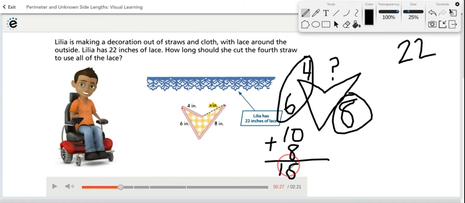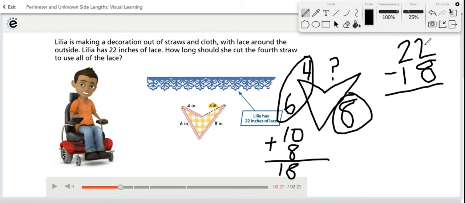So that means that so far we know that there are 18 inches of this lace that will go around the shape. But we know that in all, it has to be 22 inches. So the difference between 22 and 18 has to be what this unknown is here. So I'm going to take the total perimeter of 22 and subtract 18 to see what is missing.